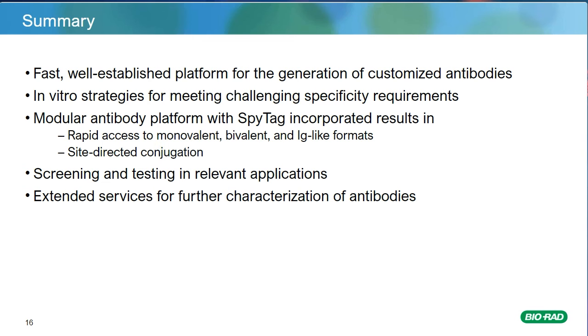Using our modular antibody platform with SpyTag incorporated allows us to provide to you rapid access to monovalent, bivalent, and IgG-like formats of antibodies. And this also is enabling you to use site-directed conjugation. We can screen and test antibodies that we generate for you in a wide range of relevant applications such as flow, Western blotting, and ELISA. And I've explained to you some of the extended services that we're able to offer for further characterization of antibodies.